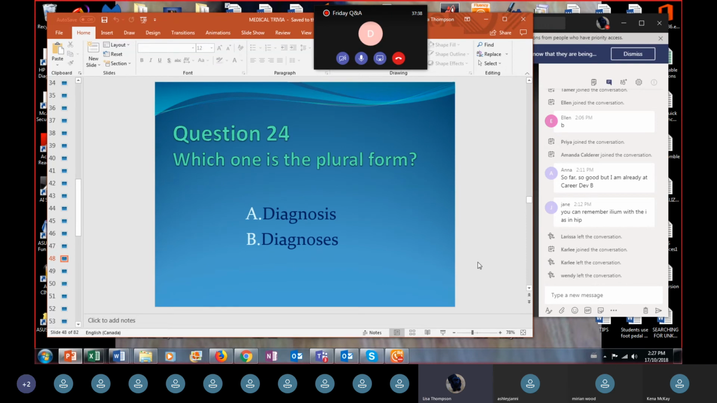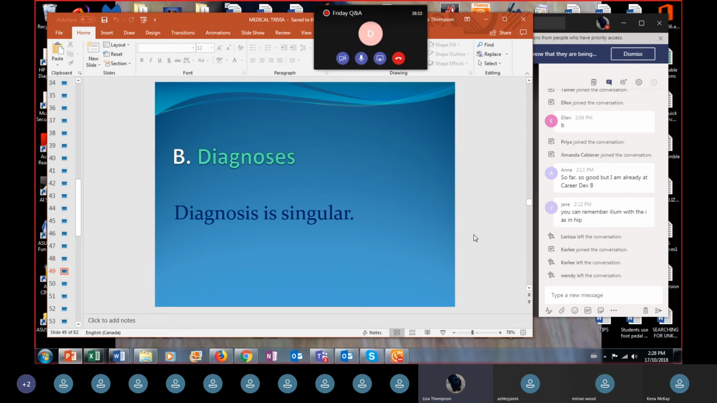Question 24. Which one is the plural form? A, diagnosis, D-I-A-G-N-O-S-I-S, or B, diagnoses, D-I-A-G-N-O-S-E-S? The answer is diagnoses. Diagnosis, S-I-S, is singular. It's easy to get those two mixed up, but just remember, S-E-S is the plural form, and S-I-S is singular.